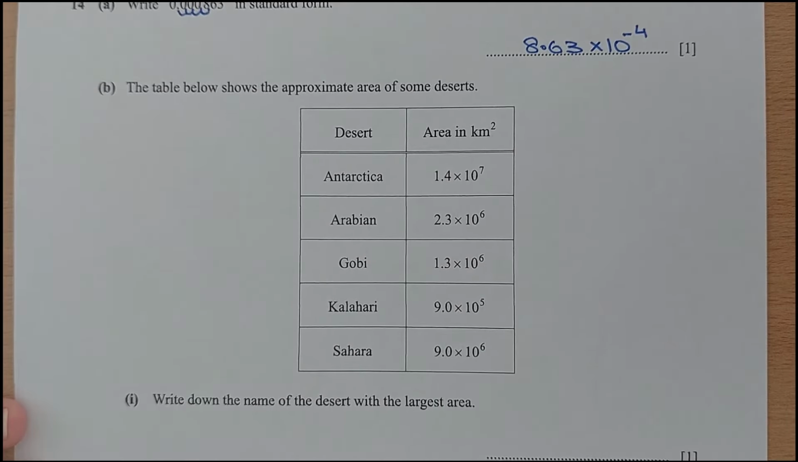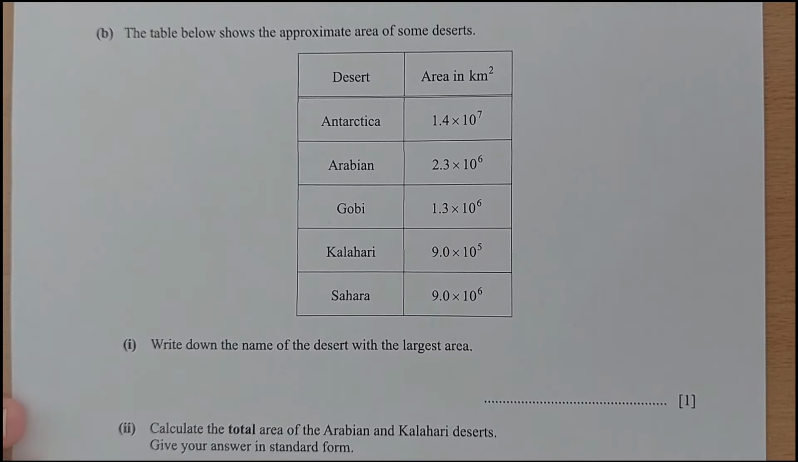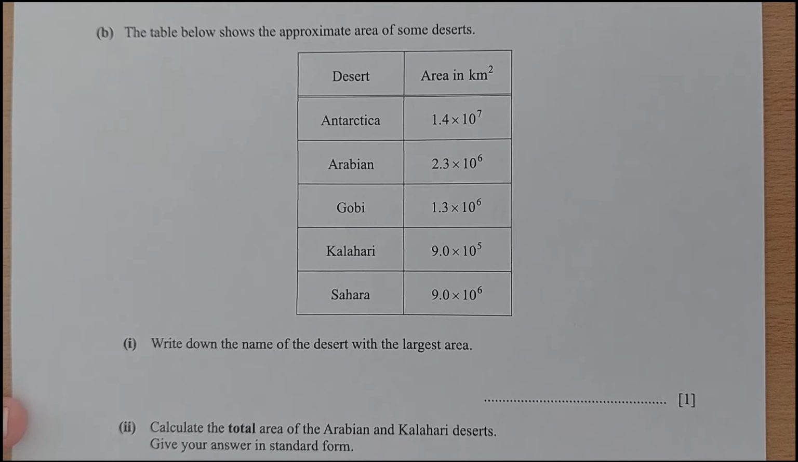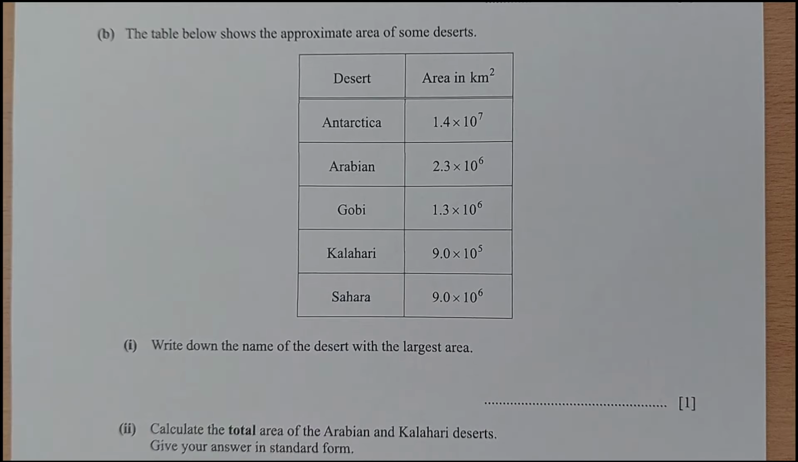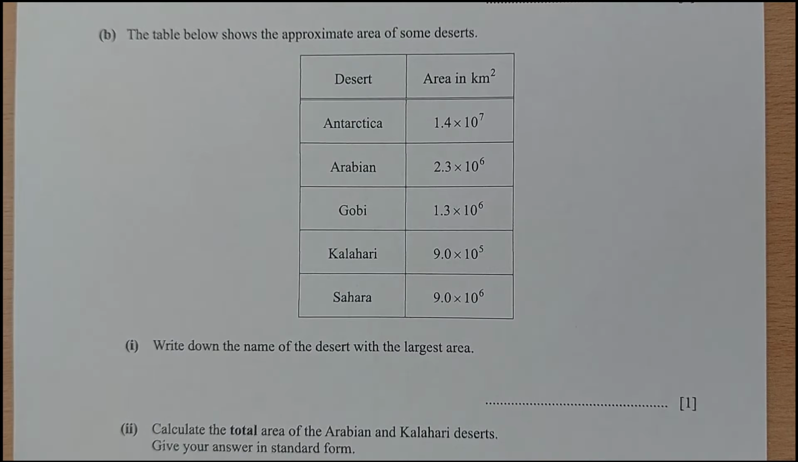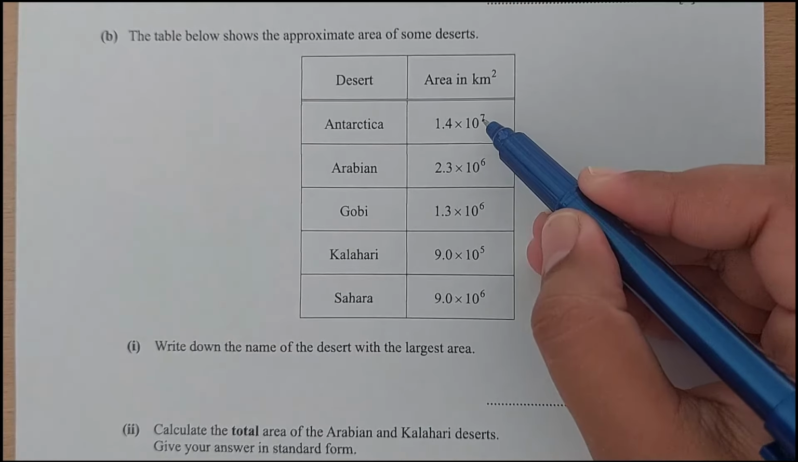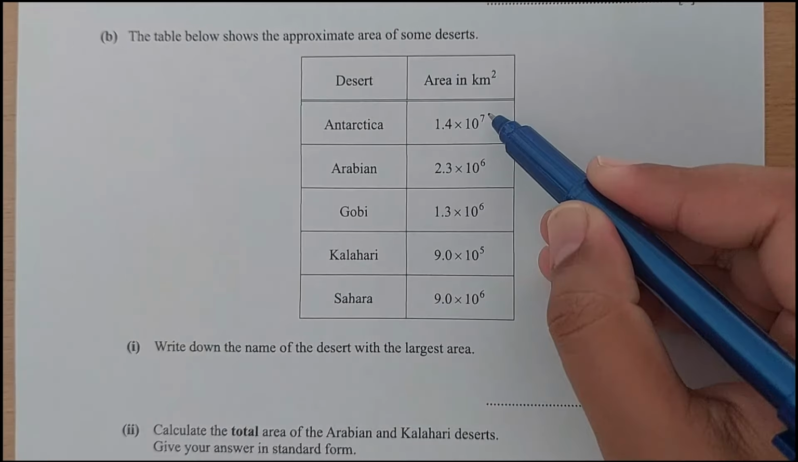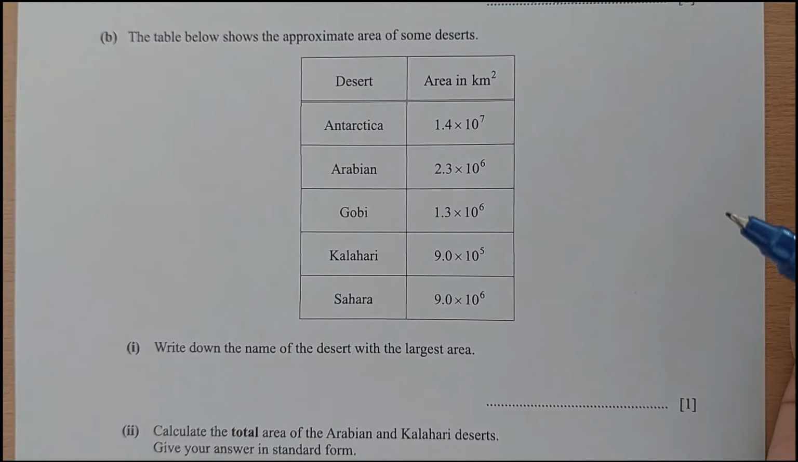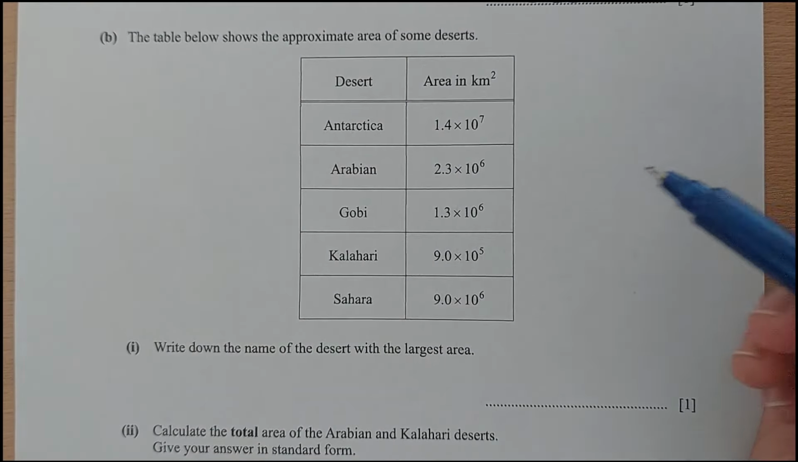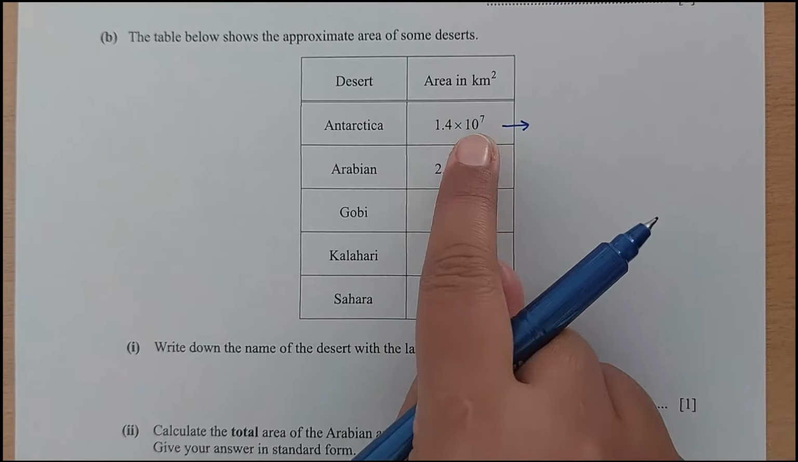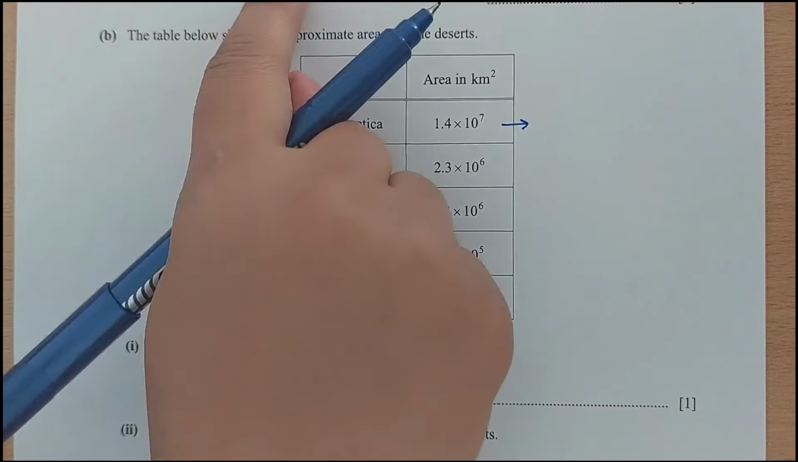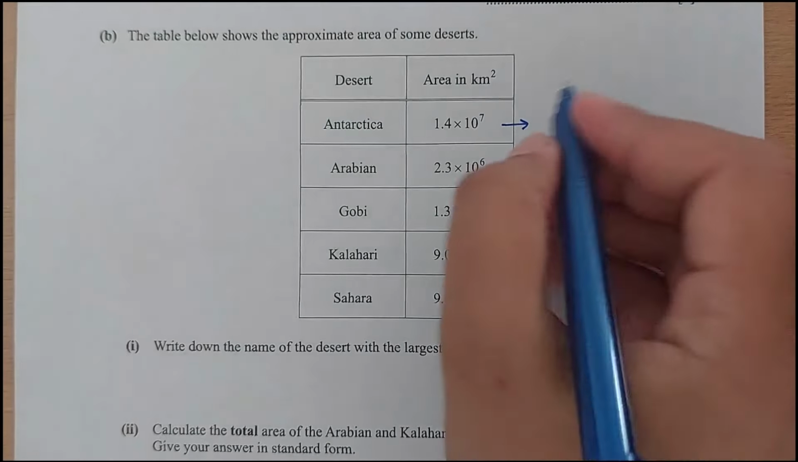Now for the B part, the table below shows the approximate area of some deserts. So we have deserts and their areas in kilometers. For the first part, write down the name of the desert with the largest area. To find the largest one, we need to make their exponents the same. So we have exponents 7, 6, 6, 5, and 6. Let me convert all of them to 6, because 3 of them are already in 6. So if I convert this in terms of 6, we have 7. As we know, when we move to the right side, it becomes 1 less.